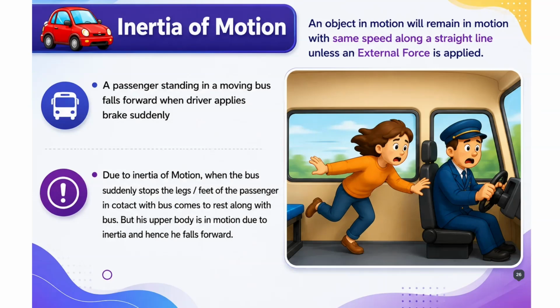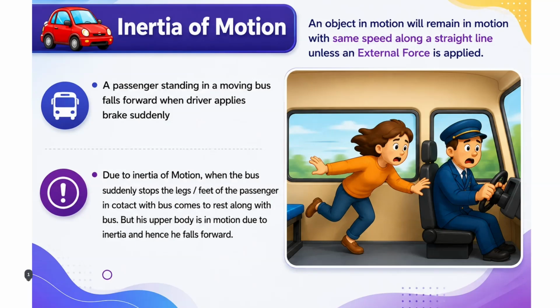When the bus is moving, your entire body is moving along with it at the same speed. But the moment the driver hits the brakes, an external force applies on the bus. Because your feet are in direct contact with the bus floor, your legs and feet come to rest immediately. Along with the bus, however, the upper part of your body is still moving due to inertia. It wants to keep moving forward at the same speed. Because your lower body stops but your upper body keeps moving, you fall forward.